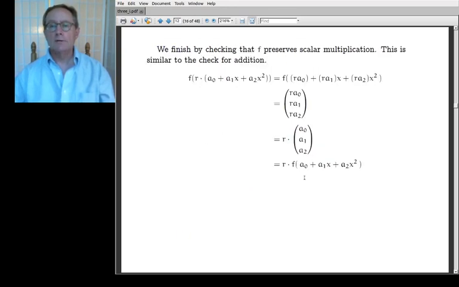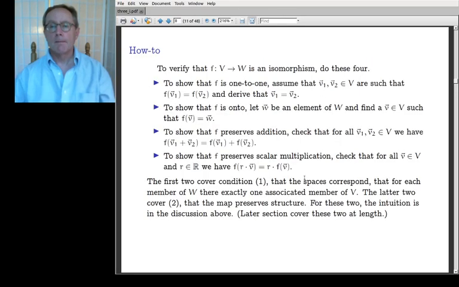So back to the how-to here. The how-to gives you 4 steps to verify that something is an isomorphism. And of course, the homework consists of verifying that things are isomorphisms. To show part 1, you have to show one-to-one and onto. To show part 2, you have to show it preserves addition and scalar multiplication. And really, for doing the homework, you're being exposed to something brand new in almost all cases. You're being exposed to something you've never seen before.